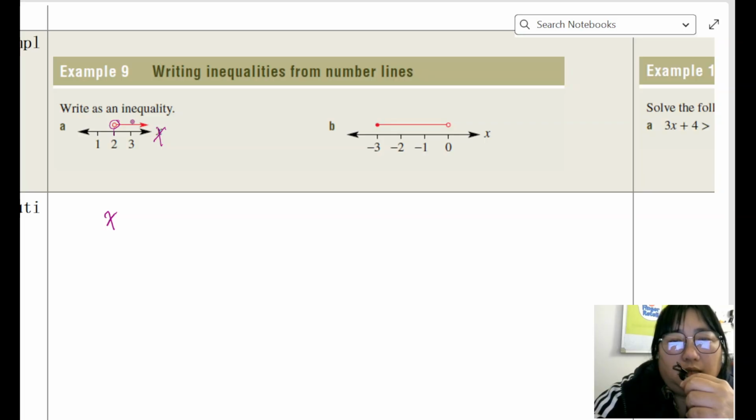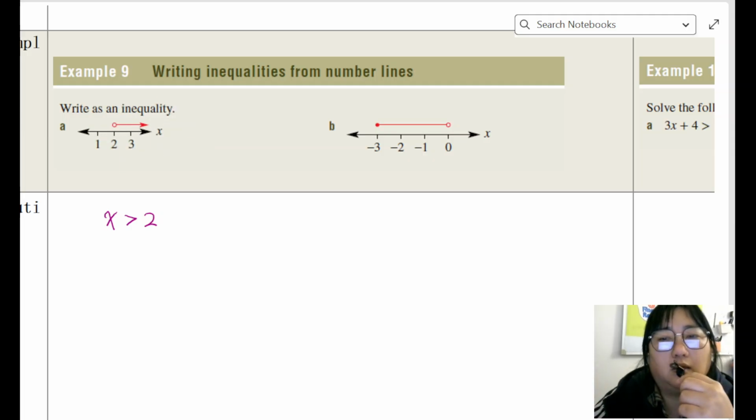You see x can be equal to 3 because 3 is included in this colored arrow line. Now I can write that x can equal 4. And can x equal 2? No. So that means x can be any number greater than 2. So I will write down x greater than 2. That is what this graph shows me.